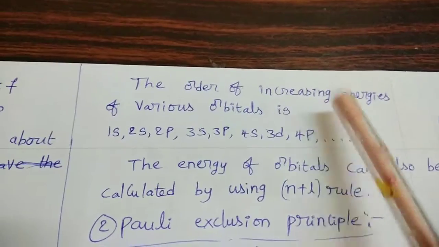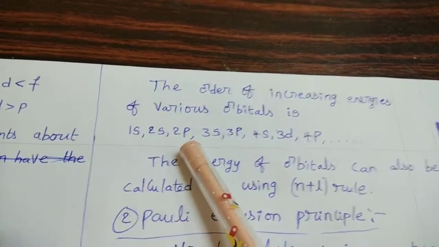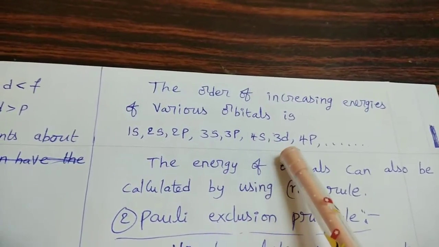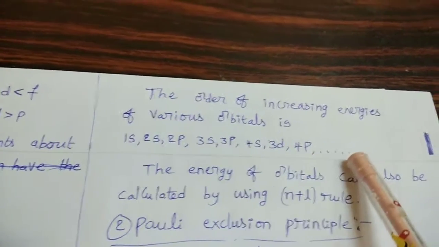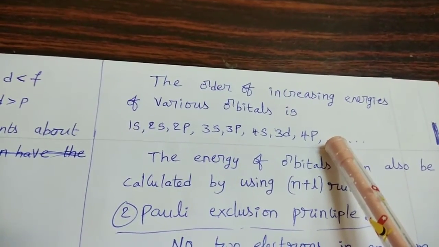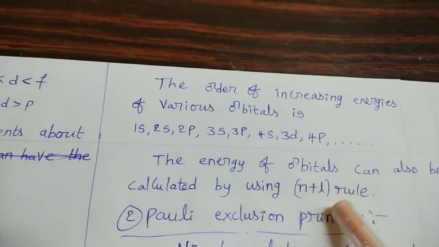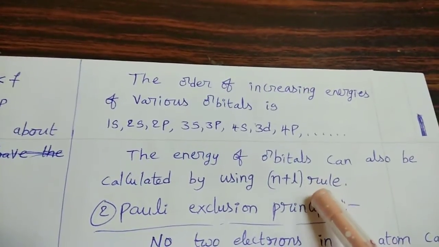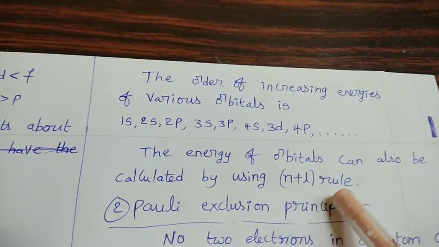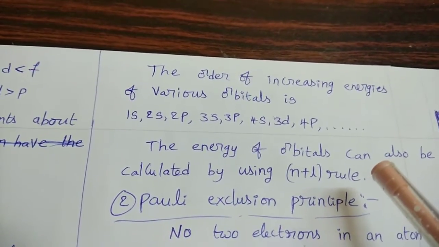The order of increasing energies of various orbitals is 1s, 2s, 2p, 3s, 3p, 4s, 3d, 4p, and so on. How can we write this energy order for various atomic orbitals? Based on the n plus L rule, we can calculate the n plus L value of any orbital. We already completed this rule. The orbital having the lower n plus L value has lower energy.